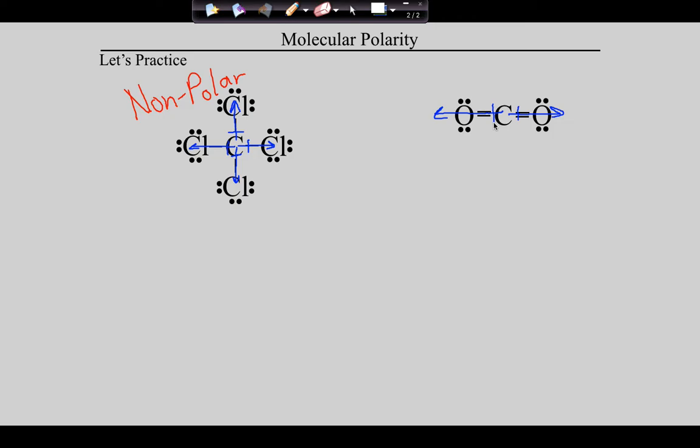So guys, carbon dioxide looks like so, right? Symmetrical? So if this one is pulling that way, and this one's pulling that way, but they're pulling with equal force, what about the overall molecule? Non-polar, because it's symmetrical. So guys, this molecule is non-polar. Is that sitting okay?